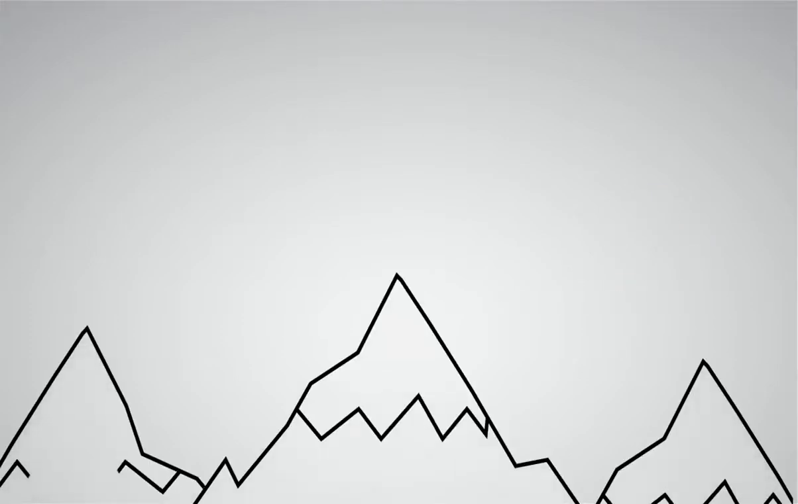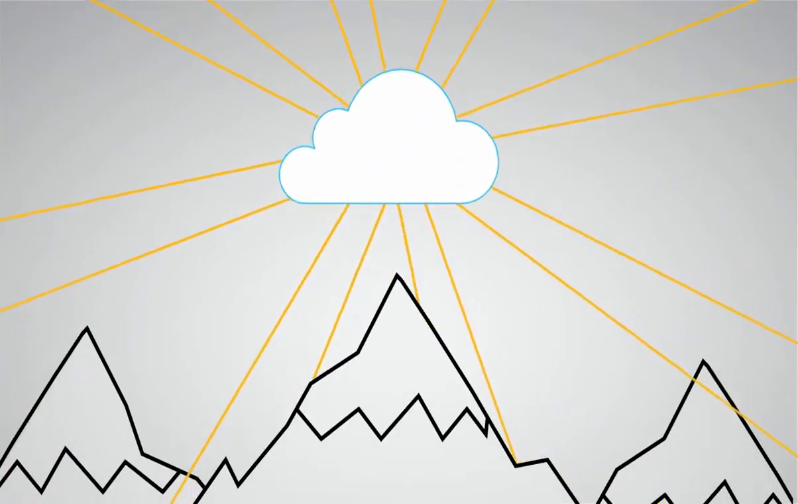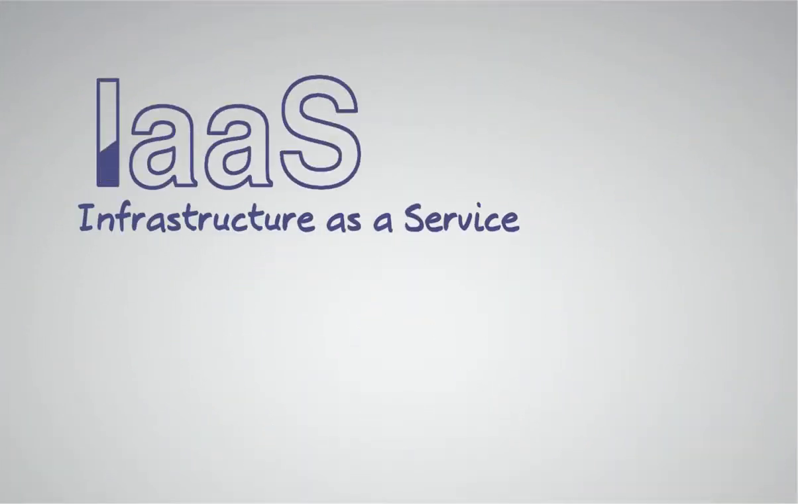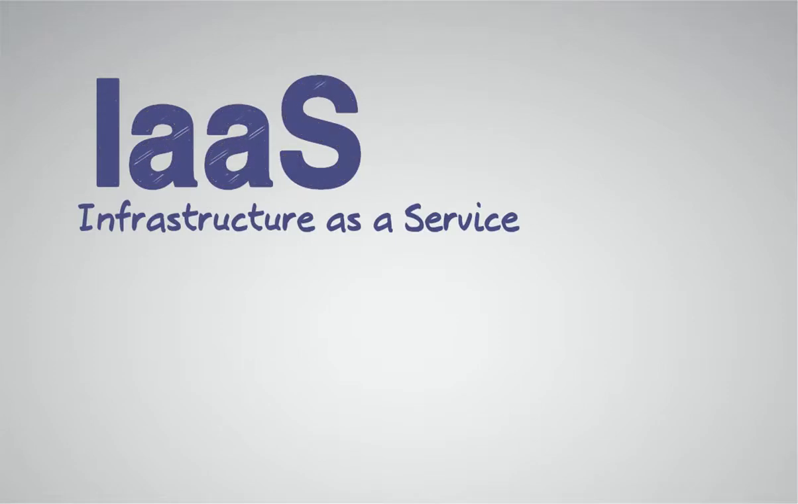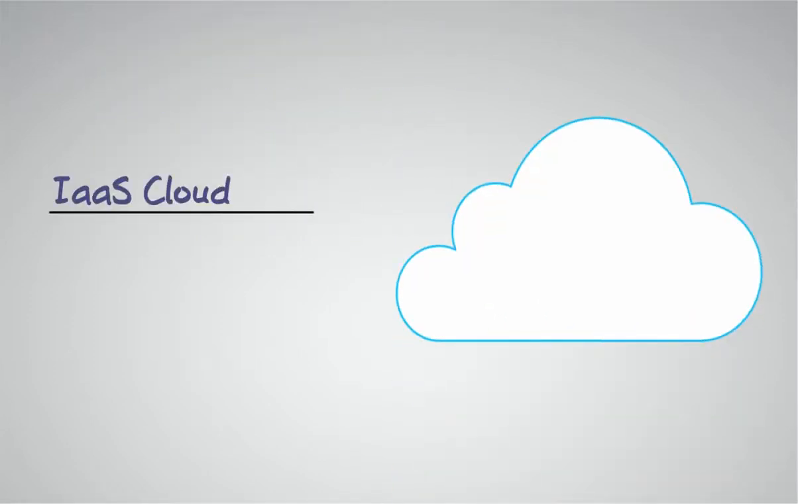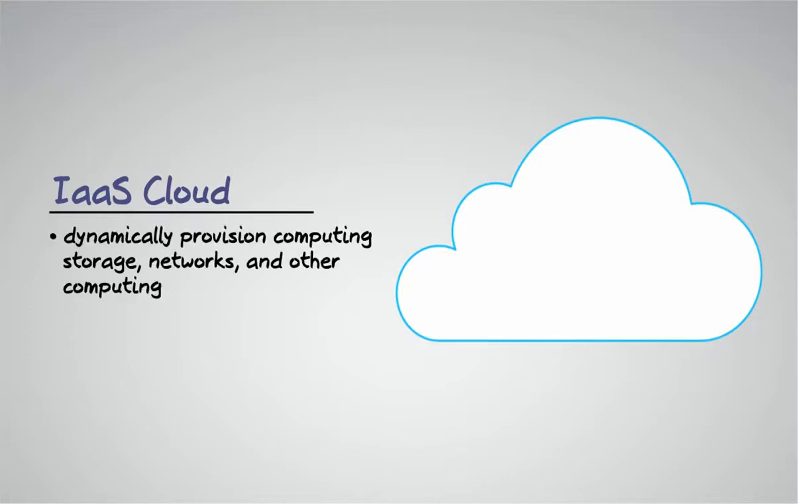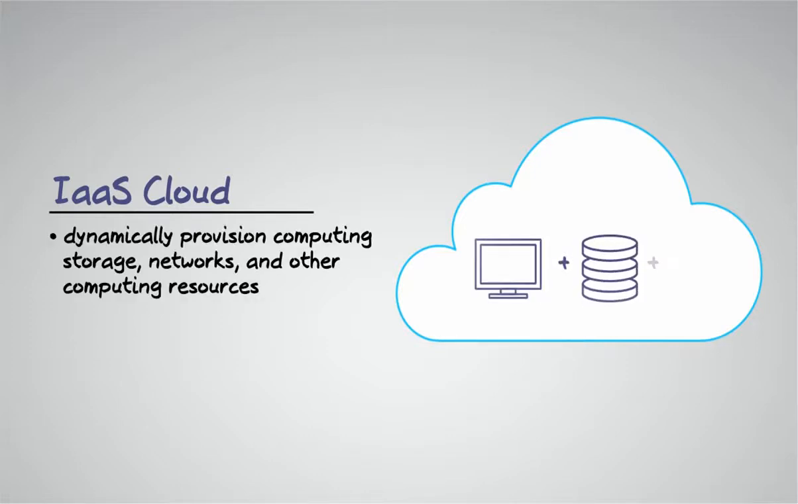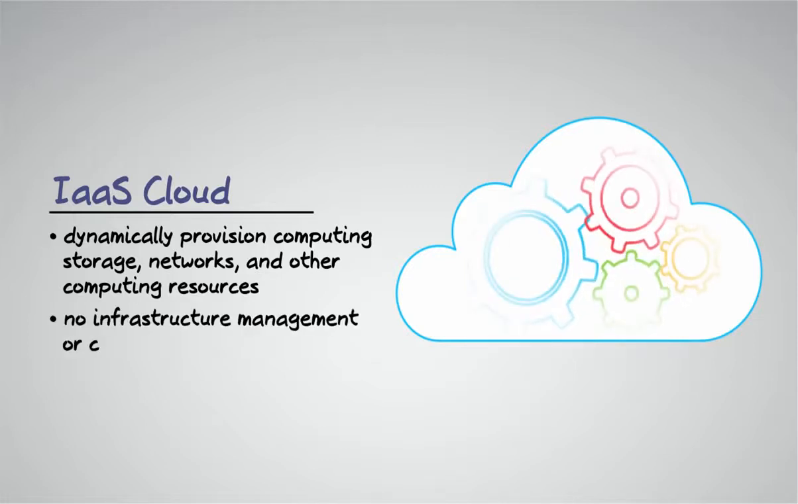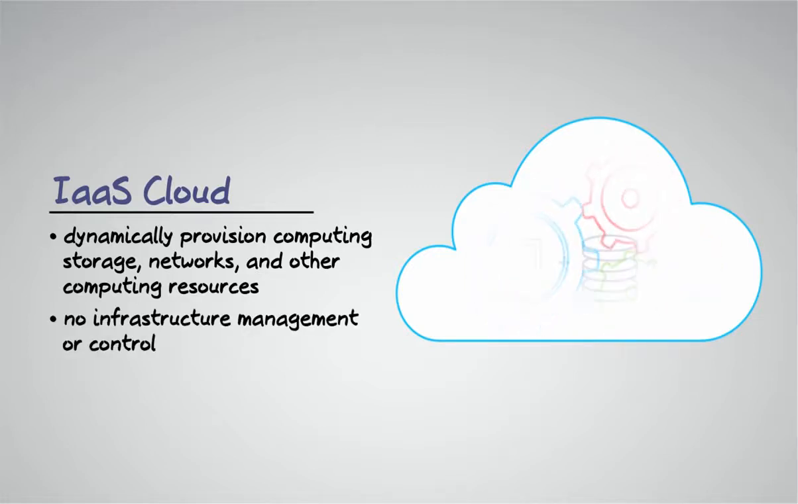The third cloud service, and the one that's most widely viewed as a cloud, is Infrastructure as a Service or IaaS. An Infrastructure as a Service cloud enables a user to dynamically provision computing, storage, networking, and other fundamental computing resources, where the user does not manage or control the underlying infrastructure.